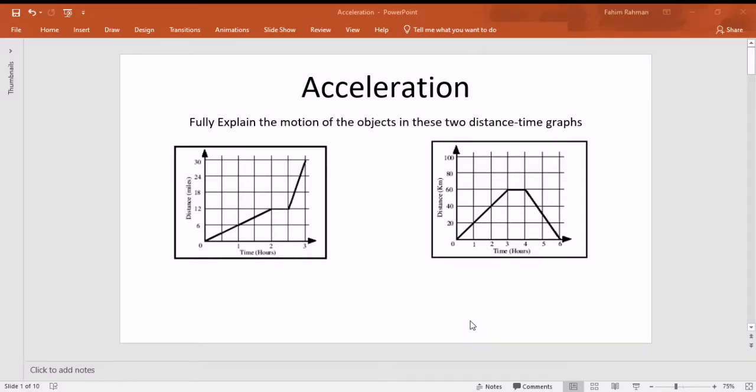Okay, guys, so today we're looking into acceleration. What I'd like you to do for your starting questions is to fully explain the motion of the objects in these two distance time graphs. So have a look at each of them and then think what is happening to the object in that distance time graph at each stage of that journey. Pause the video, answer the questions, and then resume when you're ready.